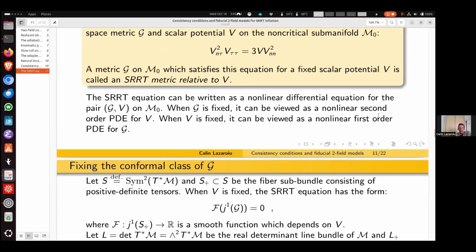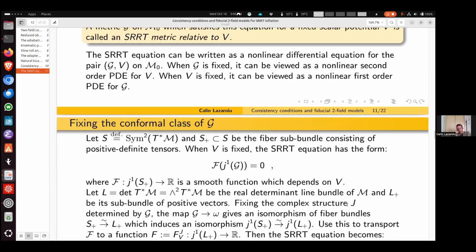When G is fixed, this can be viewed as a nonlinear second order PDE for V, and when V is fixed, it can be viewed as a nonlinear first order PDE for G. So you can find the gory details of this formulation, which is of course somewhat not surprising, in my paper preprint, with Mirela and Victor.